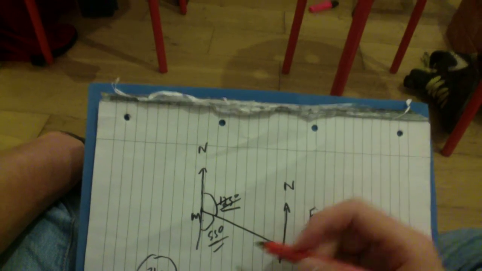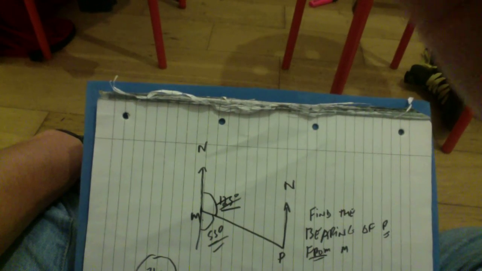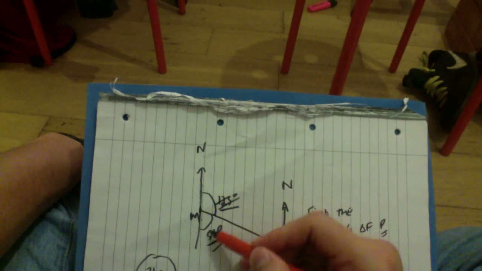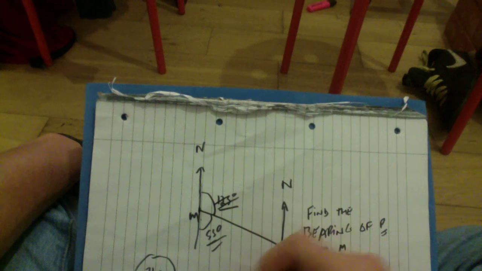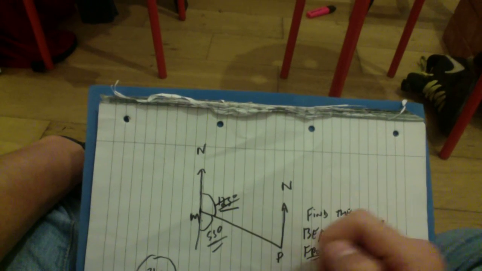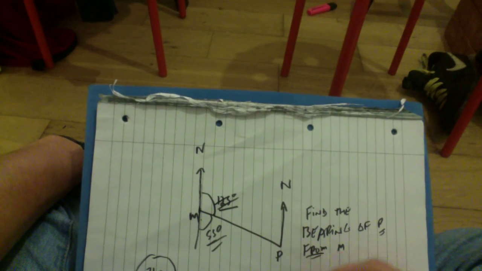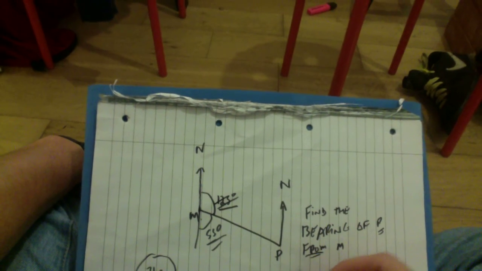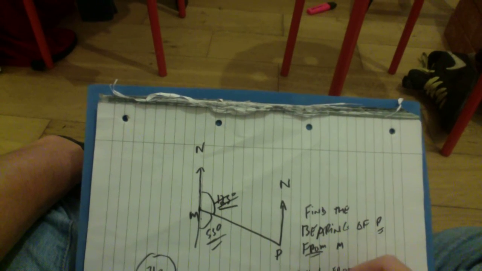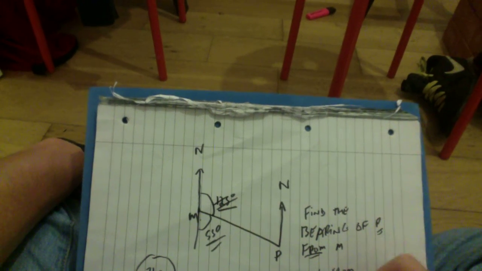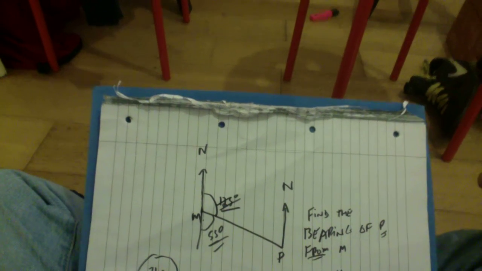So in your exam questions, they won't give you the answers. They say 125 degrees. What they'll probably do is give you the angle below the angle you actually need. So they give you 55 degrees. What you need to do to work out this angle is 180 degrees minus 55 degrees to give you the angle here. And 125 degrees equals the bearing from M to P. Right, let's move on to the next one.